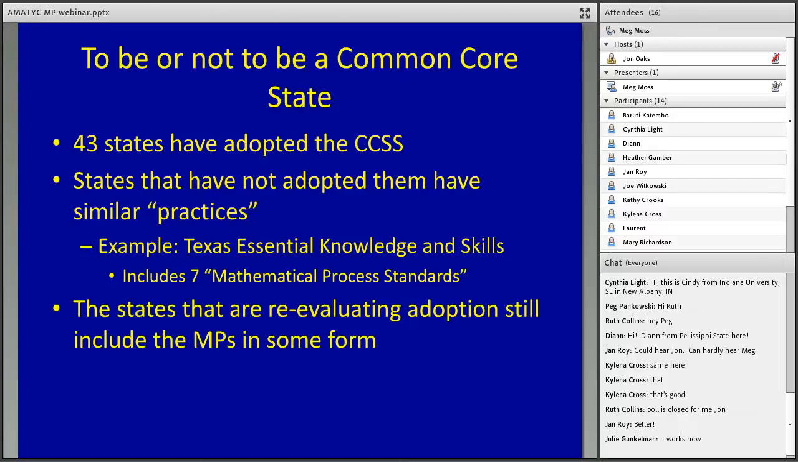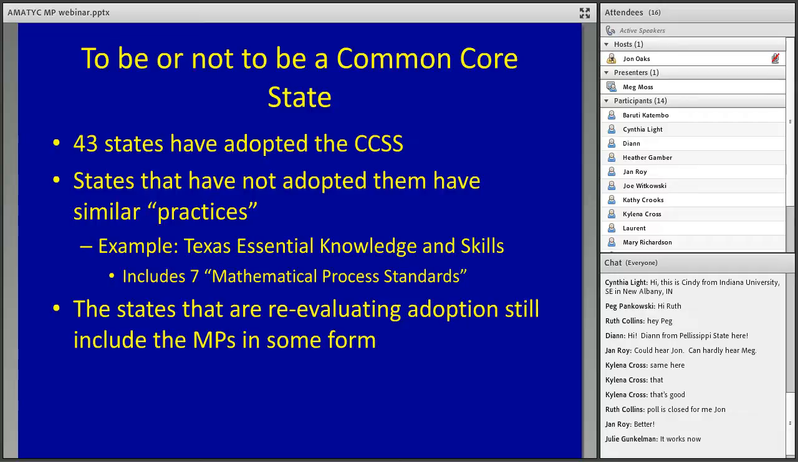And then there are states like my very own state of North Carolina that are saying, okay, yeah, we've implemented the Common Core, but now we want to see, okay, do we really want to do it, right? In the states that are in that space, from the research I've done, what they still are looking at is something like the mathematical practices. So whether we call it Common Core or whatever, it's still a similar concept.